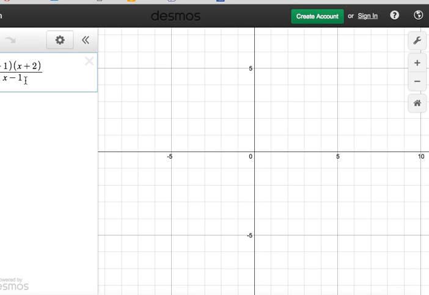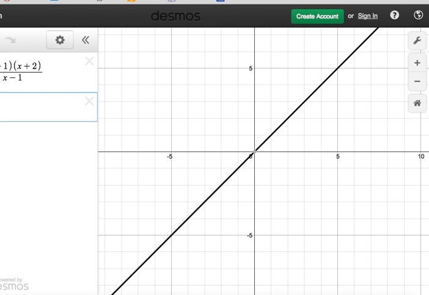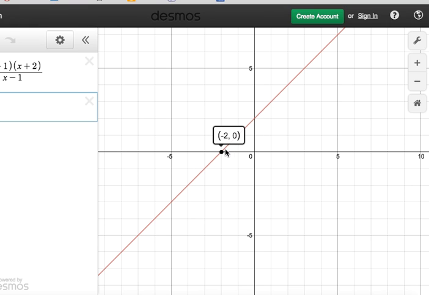Additionally, if we look at this algebraically, the factor x minus 1 is common to the numerator and denominator, so it really should cancel out, right? And it would look like, if you cancel those out, you end up with just x plus 2. And sure enough, that's what the graph looks like. That just looks like the straight line x plus 2. And you can see they're the same thing. But there's one thing that's different about this graph.